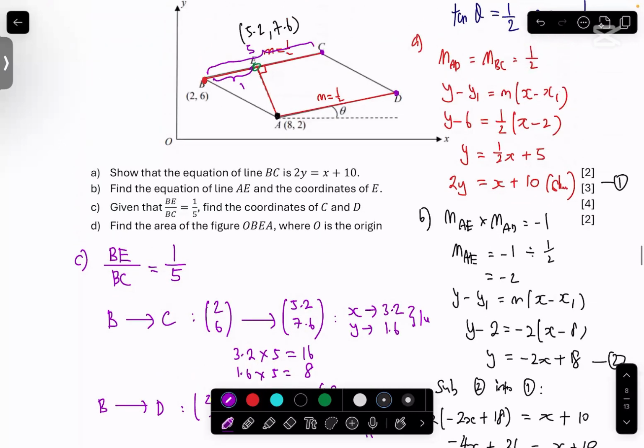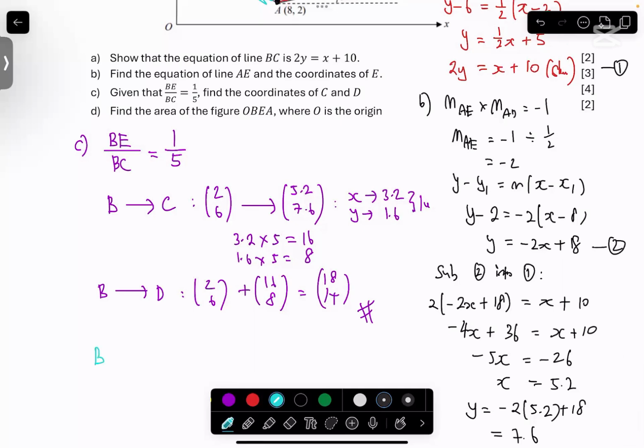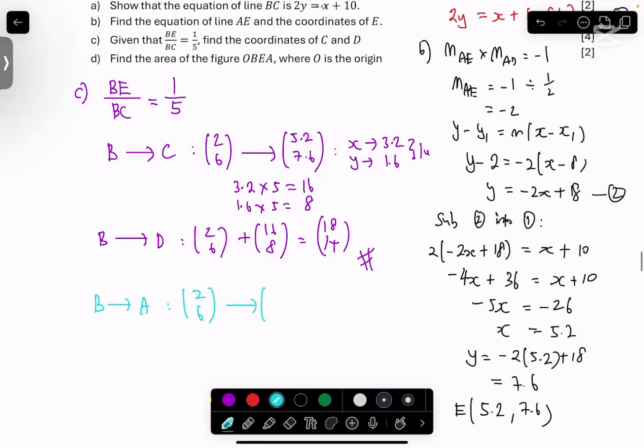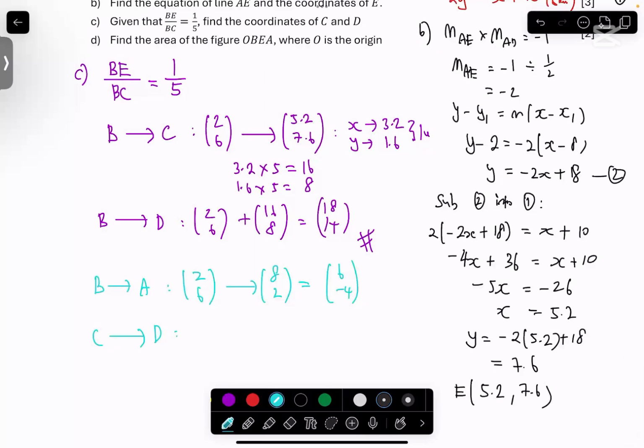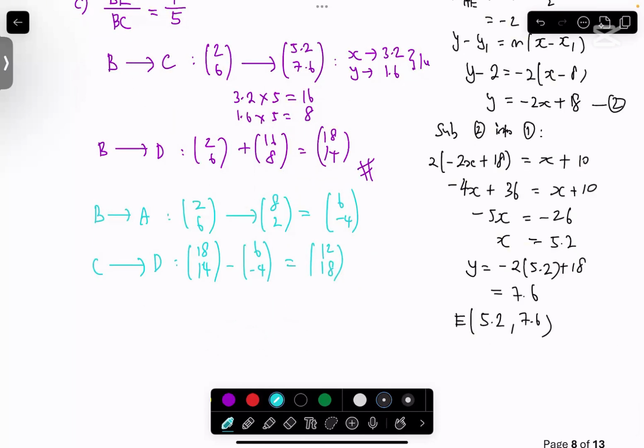All right. Now, if this is 18 and 14, now we can see how B moved to A. As well, we can observe B moved to A in this manner. So B moved to A is from 2.6 to 8.2. So that means the movement is actually 6 and -4, right? So we should do the same thing from C to D. C to D must also be a movement of 6 and -4. So C is 18, 14. So move 6 and -4. That will be 12 and 18. Right? So therefore, C is the coordinate of 18, 14. D is the coordinate of 12, 18.